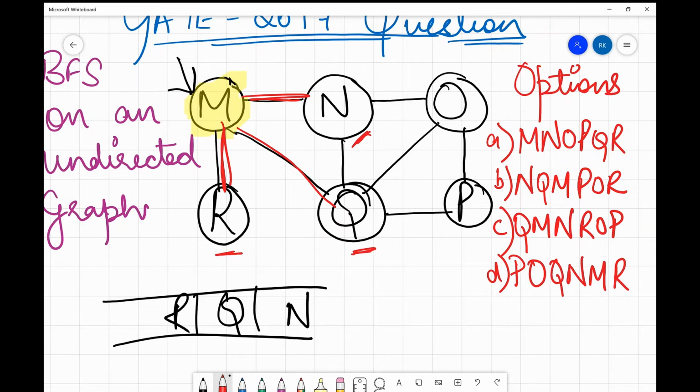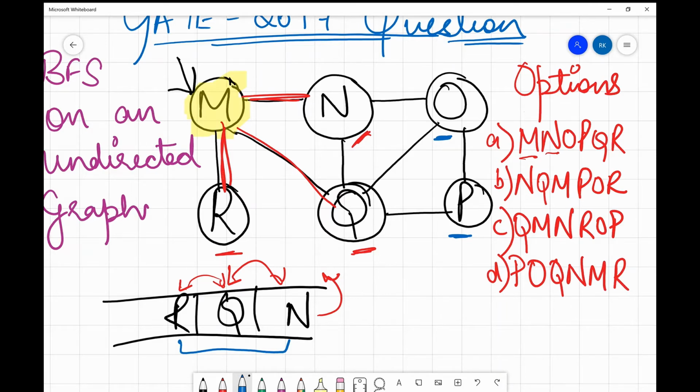Now I check the options. I have the first node M, then the second node N. That is fine. If I take N out, then the next element I take out will be either Q or R, because these can be in any order. But I am not going to move to the next level till the nodes of this level are processed. This is very clear.